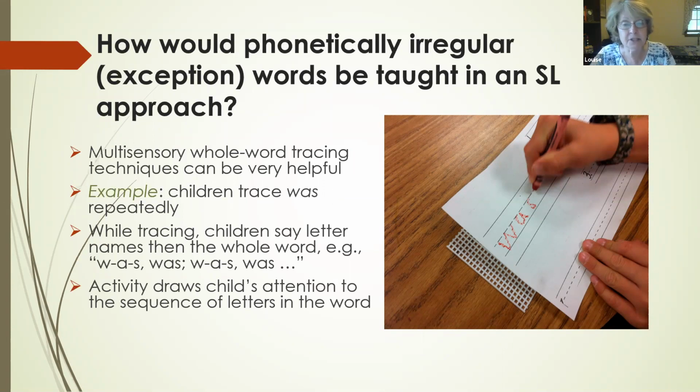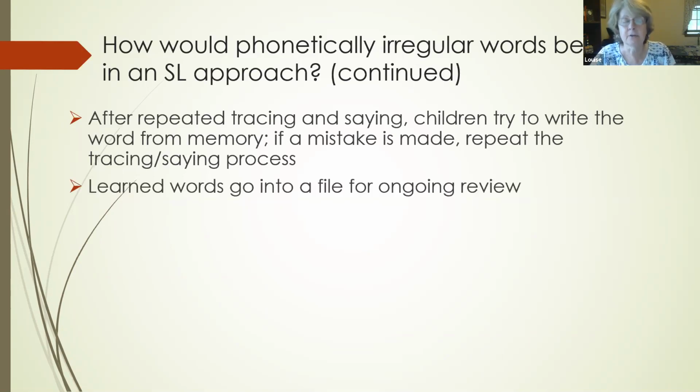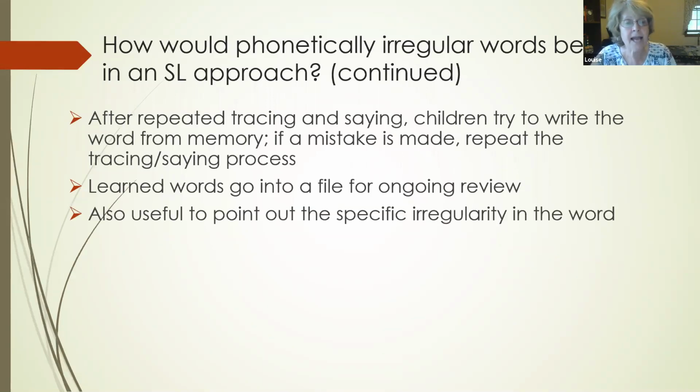The activity draws the child's attention to the sequence of letters in the word. I think that's one of the things that can be very helpful about the multisensory activities. After repeated tracing and saying, the children try to write the word from memory. And then if they make a mistake, you repeat the tracing and saying process. And learned words go into some kind of file or repository for ongoing review, because we know they're not going to remember it just from one time.